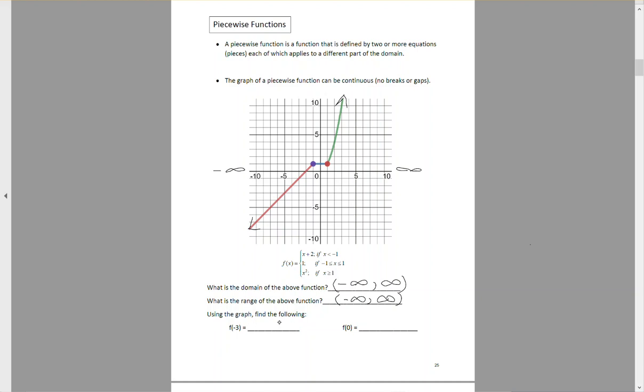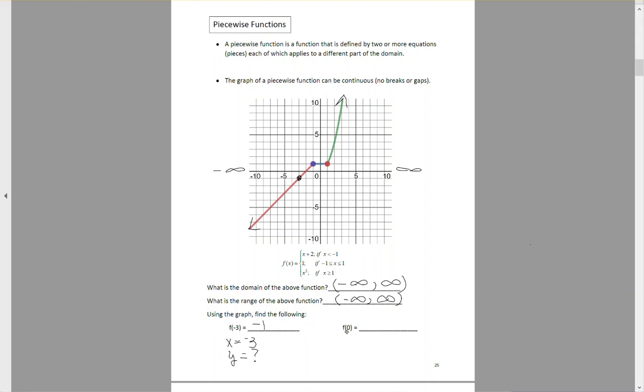Using the graph, find the following. So f of -3 means when x is -3, what's the corresponding y value equal to? That's what we're really asking you. So I come over here to the graph at -3 and find what the corresponding point is on that graph. And it looks like -1. That's the function value at x equals -3.